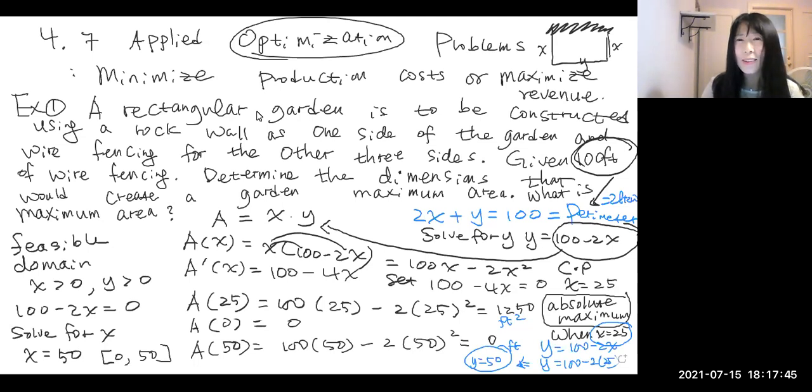Let me erase this one. So really quick question: at the end, do we go back and plug the x and y values that we found into the area to find the maximum area? So would we do area equals 25 times 50? Is that the final answer for the maximum area? Or no?